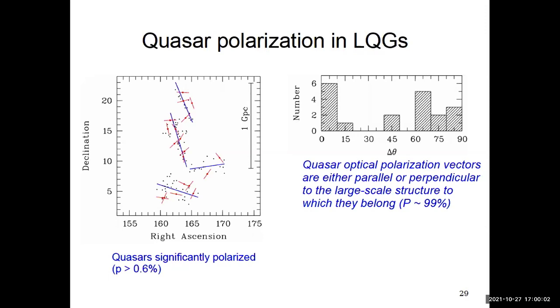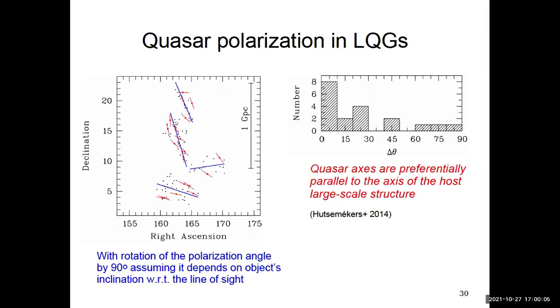We can do a bit more if we consider that the polarization angles depend on the inclination of the object. We can estimate the inclination of the object by the width of the broad lines. So if we correct the polarization angle of the objects with the larger broad emission line width, we have this kind of picture. The effect is much more significant, and it indicates that the quasar axes are preferentially parallel to the axis of the host large scale structure. So this might indicate that, in fact, the origin of the polarization vector alignment is more due to the fact that the quasar axes themselves are aligned.